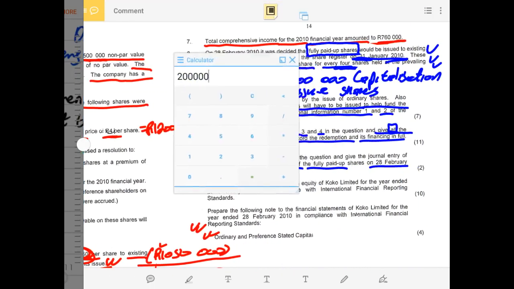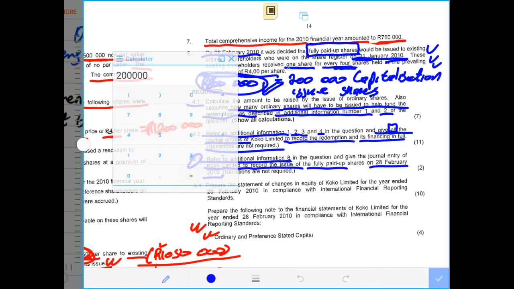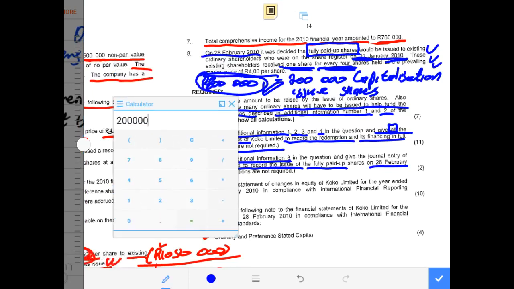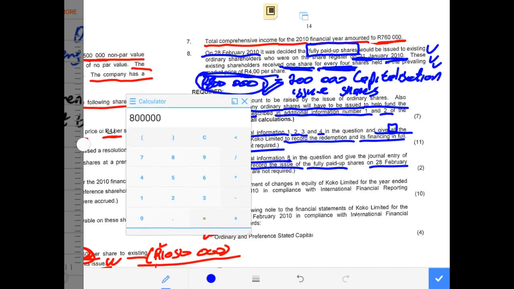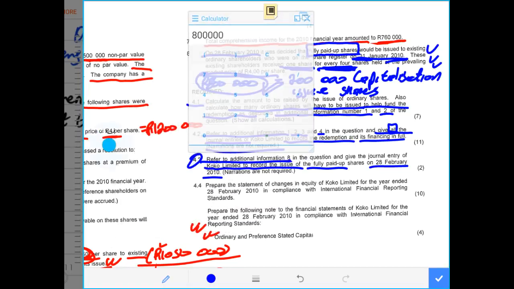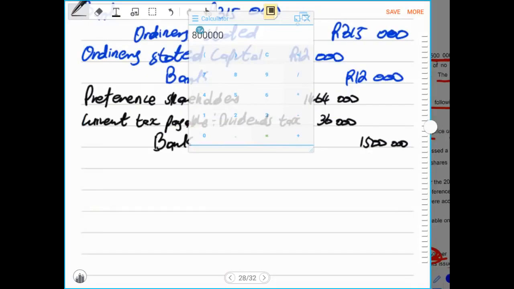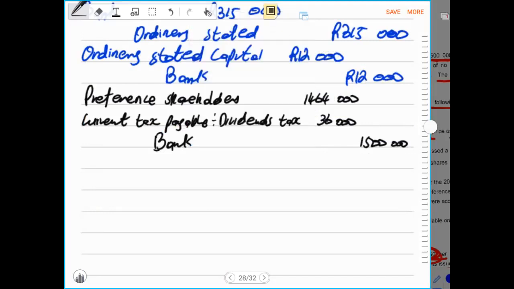We divided by 4 because the 4 is this one. They said the shareholders will receive 1 share for every 4 shares. So hence we said divide by 4 times by 1. And we multiply by the price. Our price was 4 rand, and that gave us 800,000 rand capital that the company will pay for free to the existing shareholders. Therefore now that will be 4.3 that we are doing.